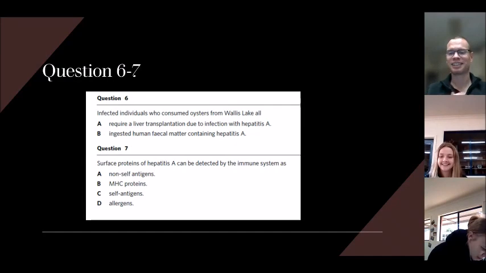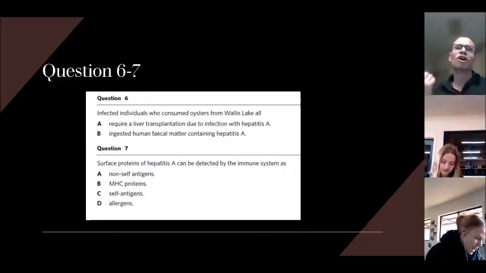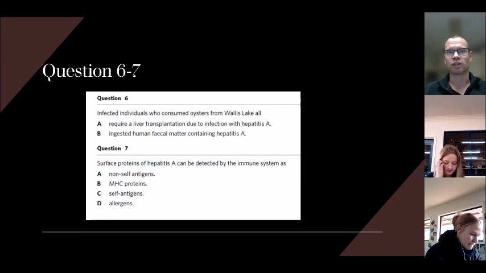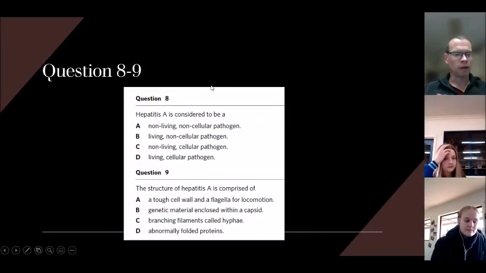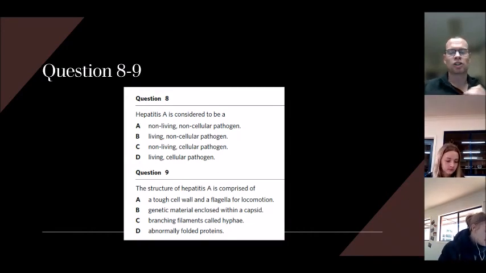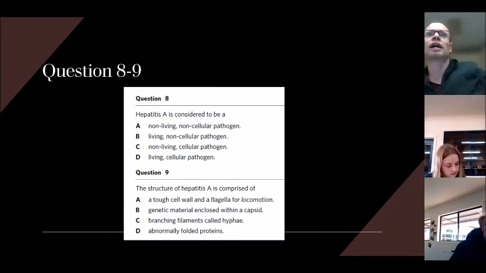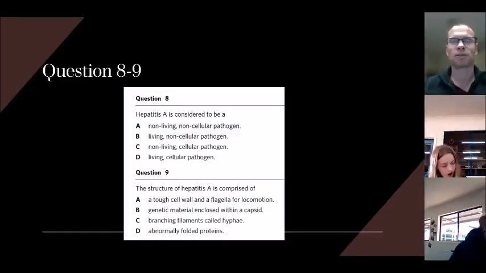Sorry about that. But anyway, all right. So getting into the immunity of it. Surface proteins of hepatitis A can be detected by the immune system as non-self. Great. All right, this is where we get into the nitty-gritty, and these are the styles of questions you might encounter. So hepatitis A is considered to be which one of those options? And do it by process of elimination.